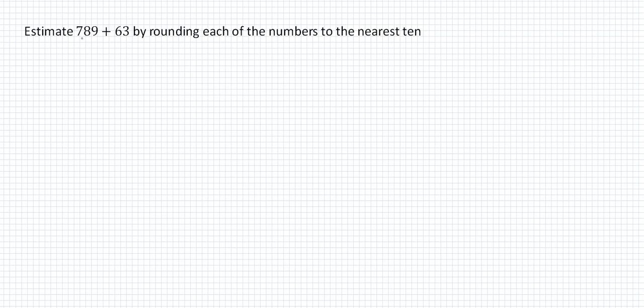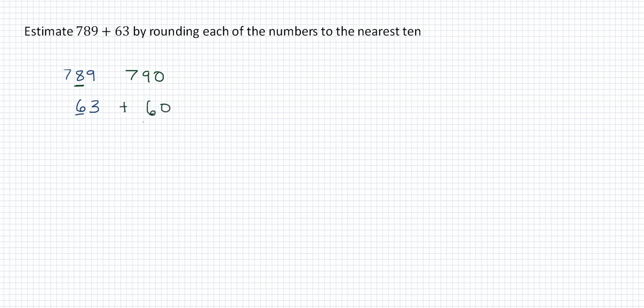Estimate 789 plus 63 by rounding each of the numbers to the nearest 10. So 789. Let's look for the value in the tens place. 8 is in the tens place, and because 8 is greater than 5, we're going to round up, and that becomes 790. And then 63. 6 is in the tens place, but 3 is less than 5, so we're going to round down to 60.